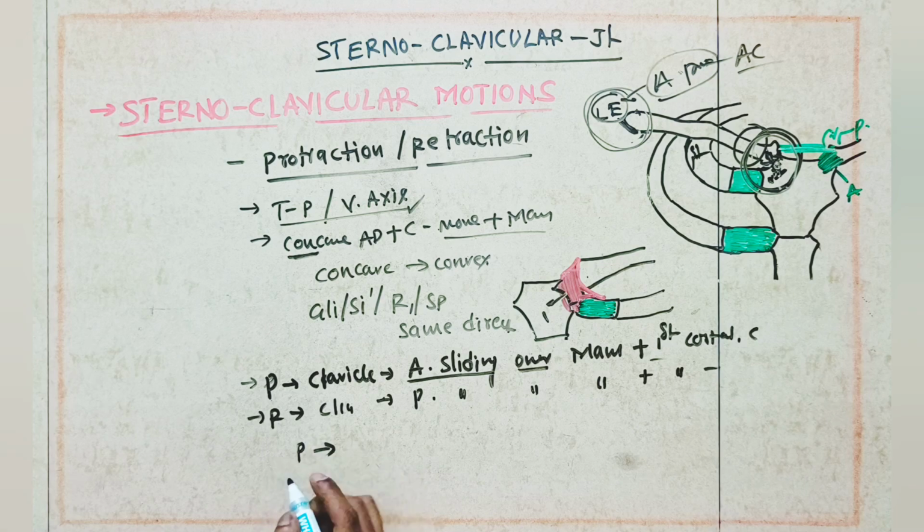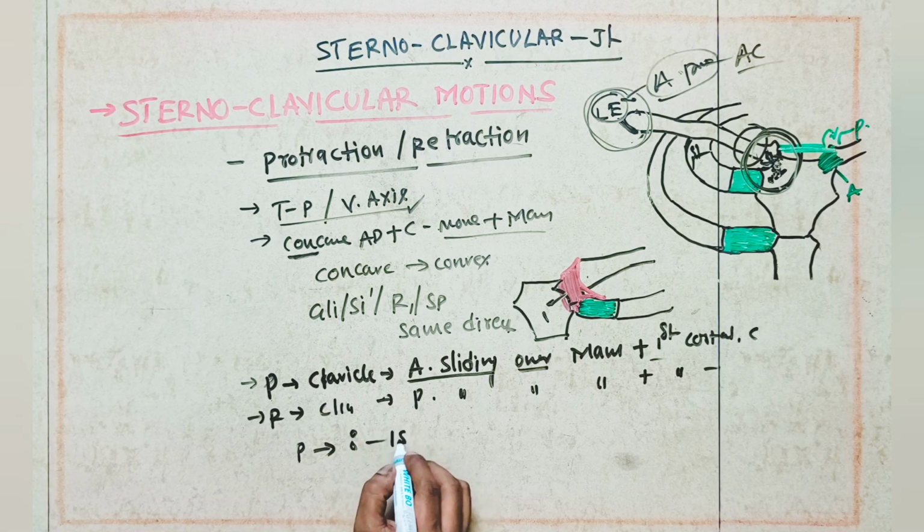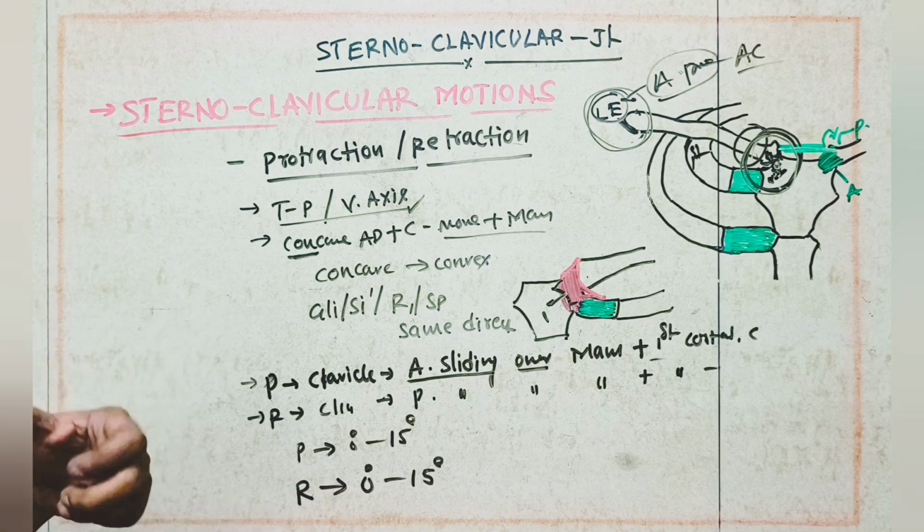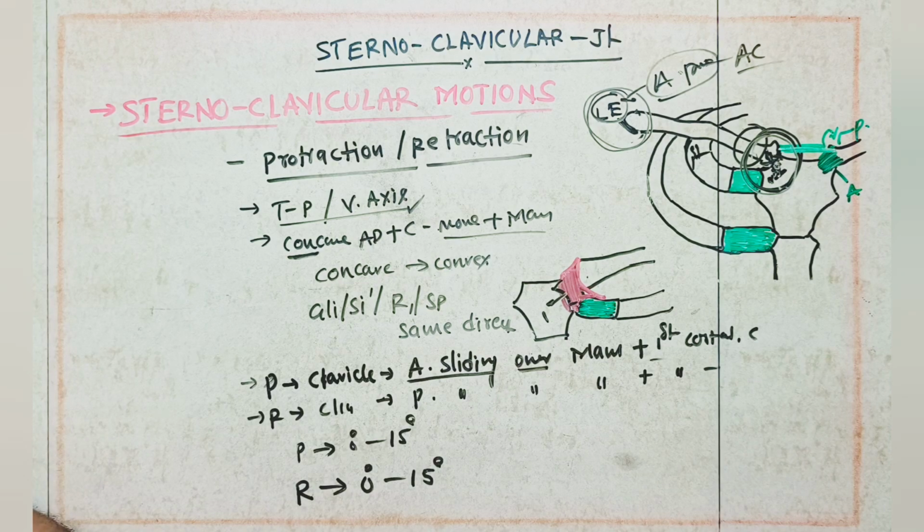If you see protraction, what is the normal range of protraction? 0 to 15 degrees protraction. And if you see retraction, normal range also 0 to 15 degrees. This is about the protraction and retraction of the sternoclavicular joint. Now we'll see anterior and posterior rotation of the clavicle.